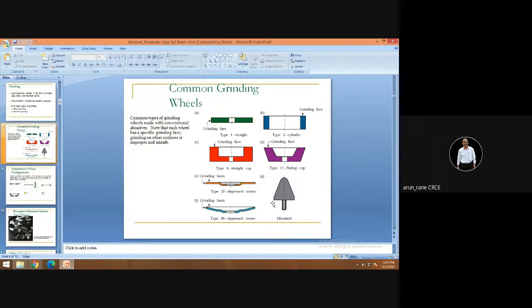The purpose of finishing processes is to get a good surface finish as well as good accuracy on the workpieces, because there are limitations on machining processes like lathe, milling, drilling, shaping, planing, where you don't get good surface finish as well as good accuracy.